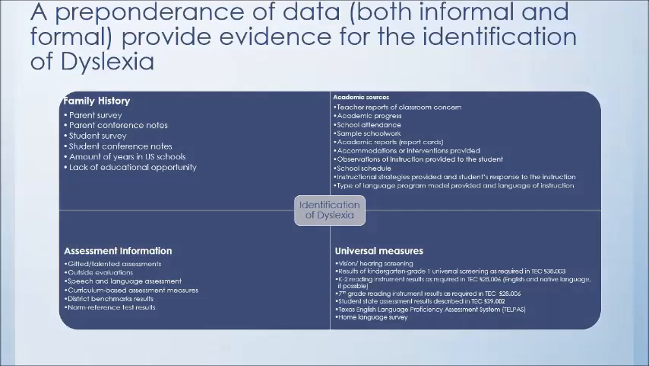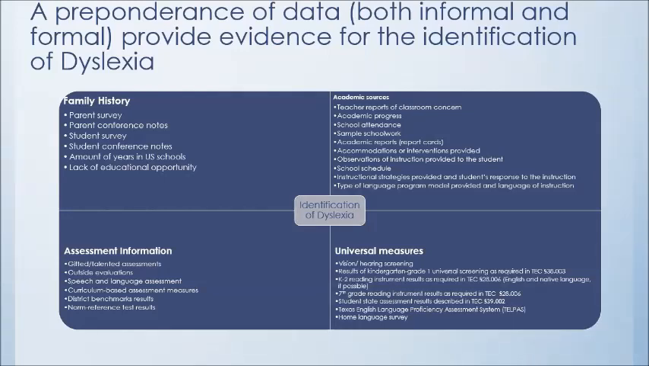Here in this slide, we demonstrate the different components necessary for the identification of dyslexia. An evaluation is the process of gathering information to identify the factors contributing to a student's difficulty with learning to read and spell. Assessment personnel have to consider the preponderance of data, which include family history, academic sources, universal measures, and assessment information.